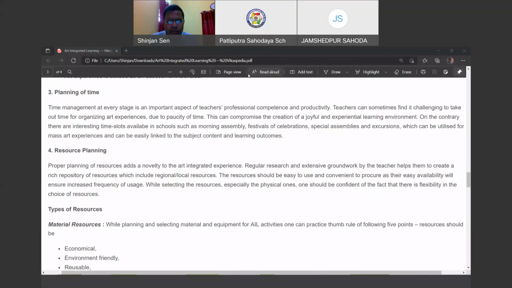While selecting the resources, especially the physical ones, one should be confident that there is flexibility in the choice of resources. Yes, we have to choose them so that there is flexibility. We can use one particular thing for several, multiple purposes. That needs to be taken into consideration. What type of resources do we need?